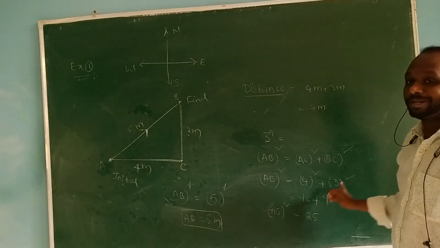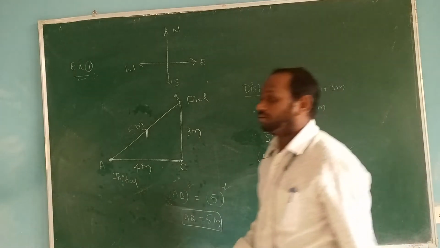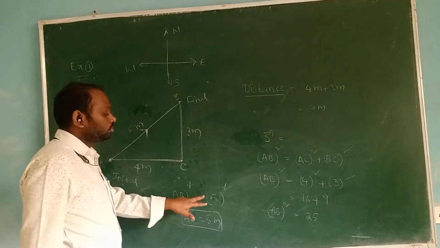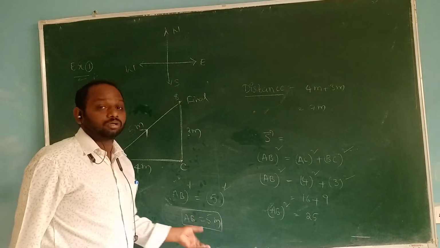4 square means 16, plus 3 square is equal to 9. Actually, AB square is equal to 25. We can write 25 as 5 whole square, 5 into 5 is 25. Square and square will be cancelled. AB is equal to 5 meters.